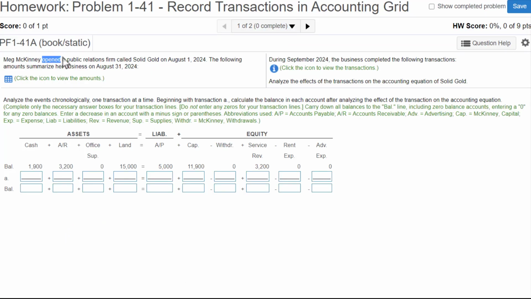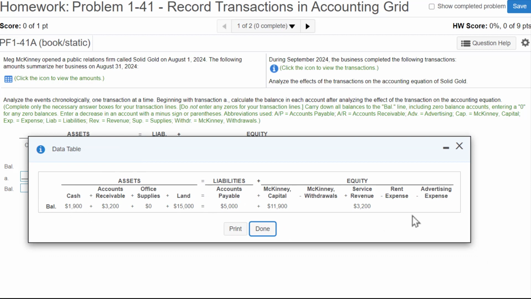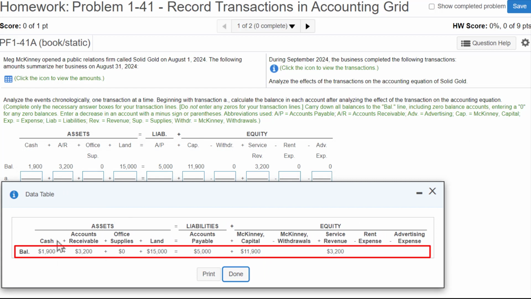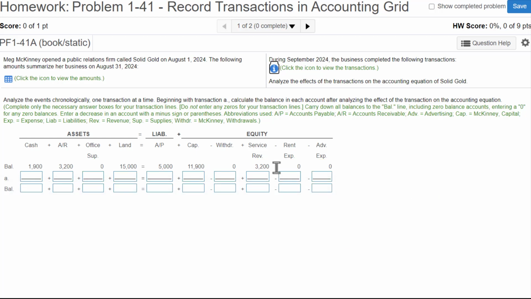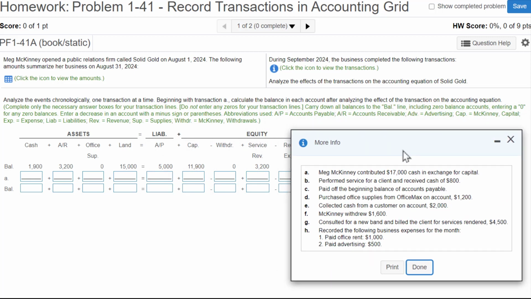So Meg McKinney opened a public relations firm called Solid Gold on August 1st. The following amounts summarize her business on August 31st. So these are the balances of her accounts at the end of August. Now, as you can see, they've already placed these amounts up here in the accounting grid, so we really don't need this window. During September 2024, the business completed the following transactions. So here's our list of transactions that we get to put into the accounting grid.